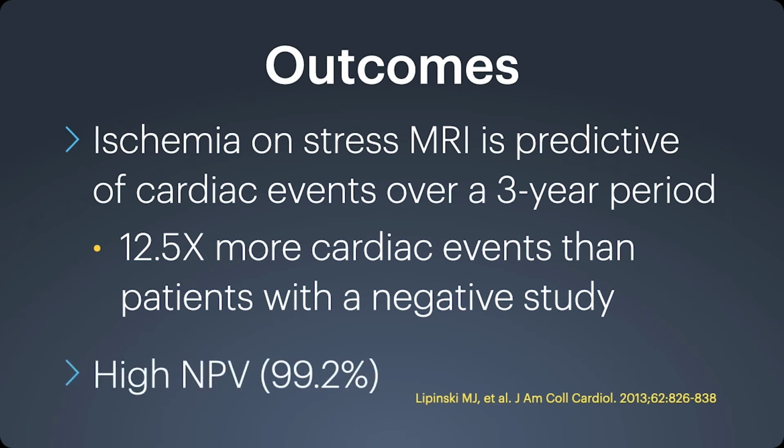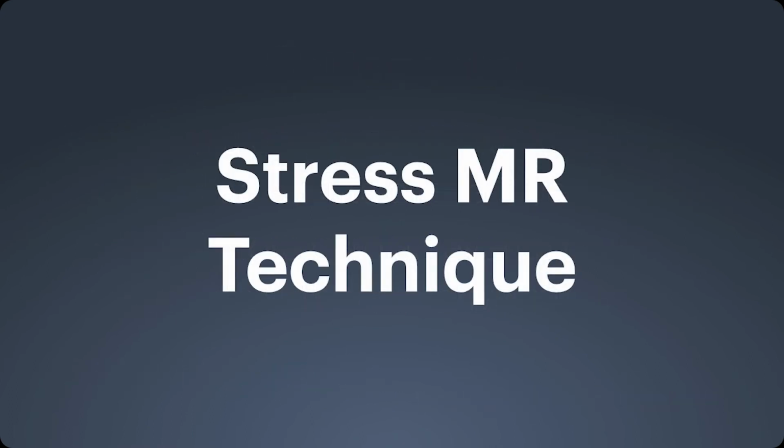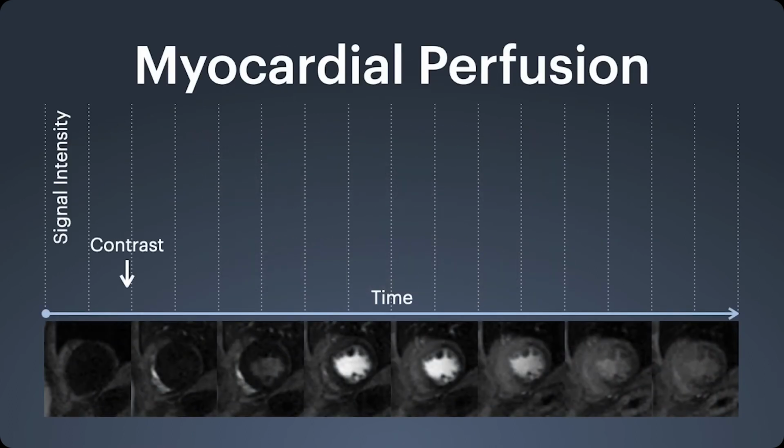It has a very high negative predictive value. So if it's a normal study, you can be fairly confident that the patient does not have any significant coronary artery disease. So how is the test performed?